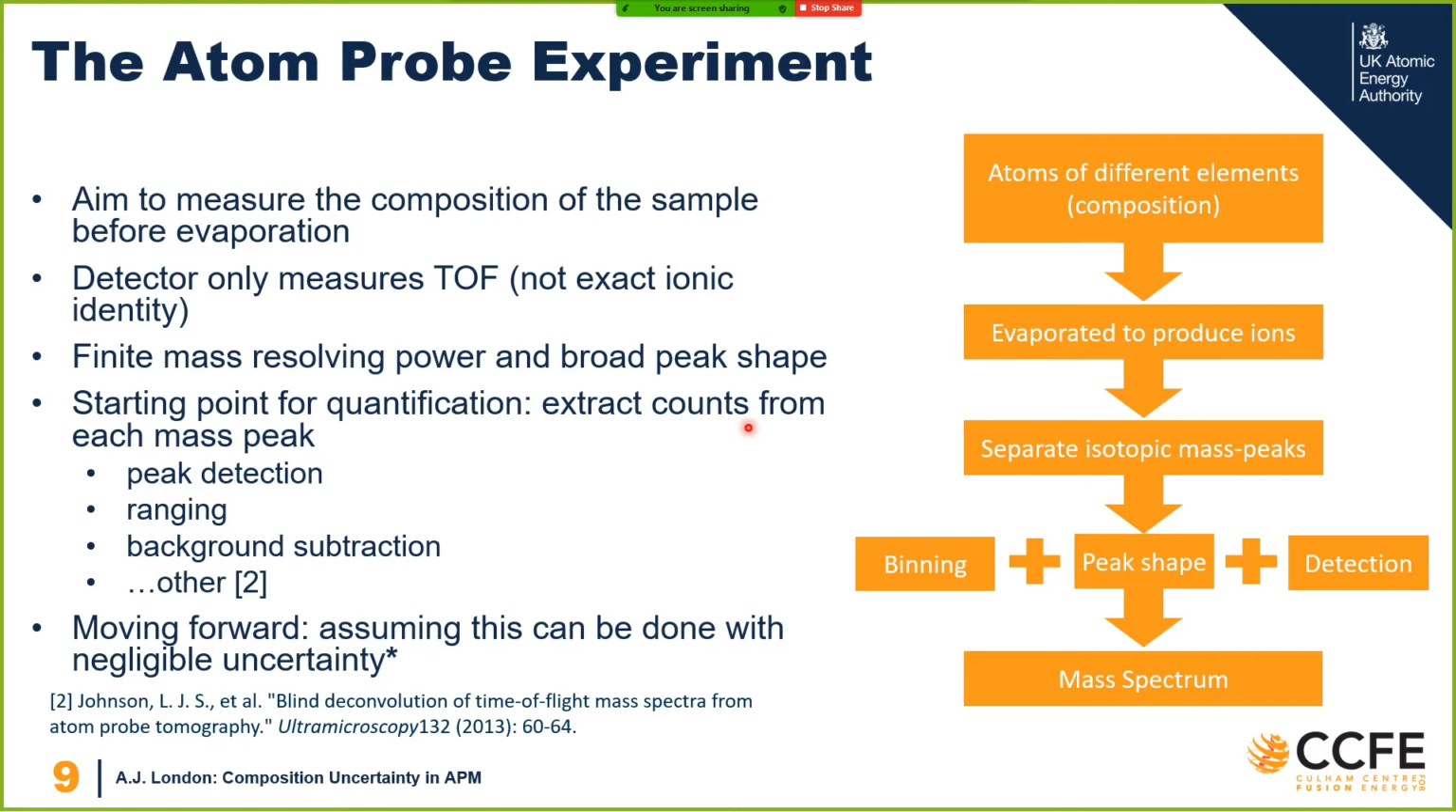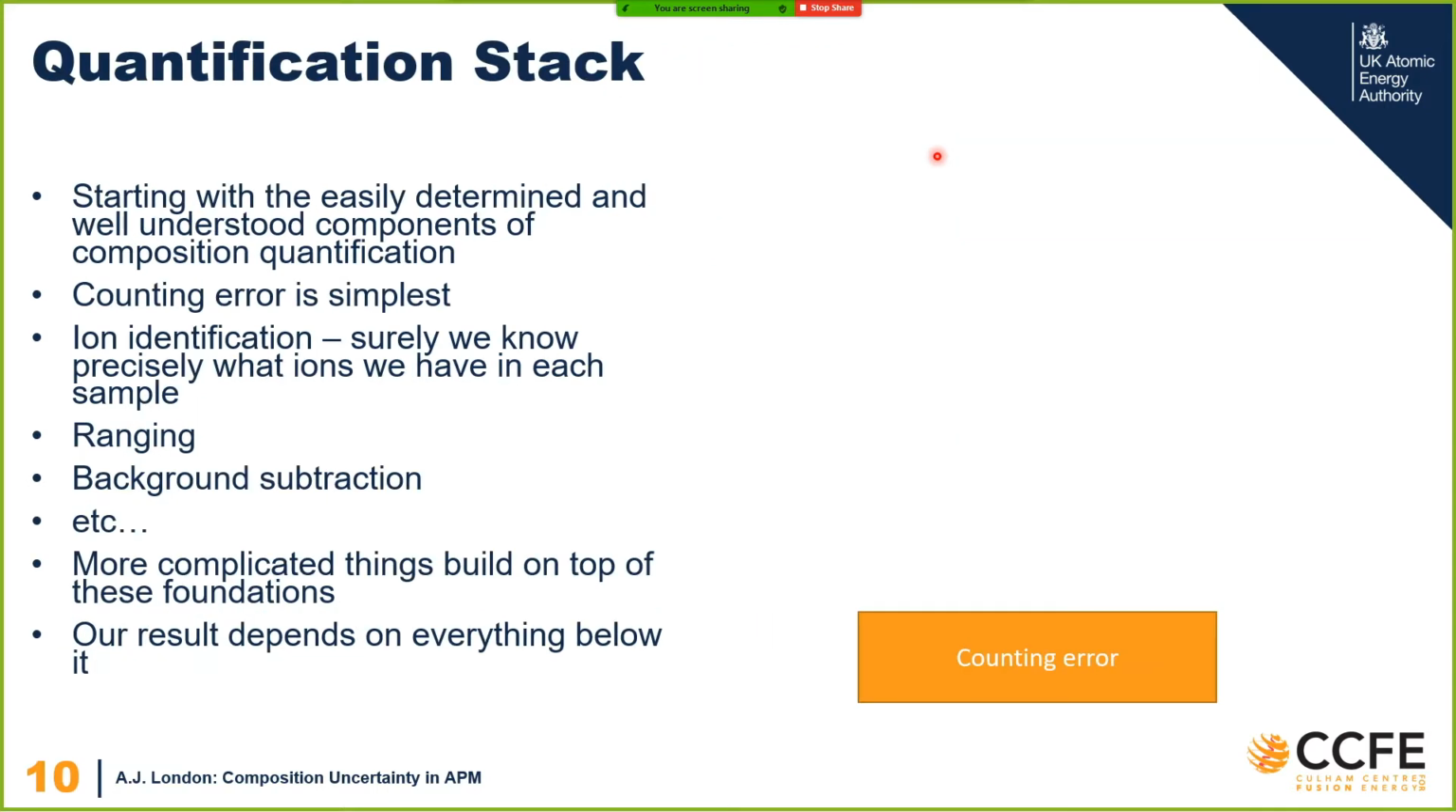But let's just assume that for talking about composition because it simplifies things. So that gives us, from our mass spectrum, back hopefully to our counts back up here. So this is what's happened. The atoms evaporated, we get ions, these give you different isotope peaks, and then we've got the mass spectrum binning, the peak shape, and the detection, which gives us our actual mass spectrum that we're looking to kind of undo and get back to the truth, which is what our material was.